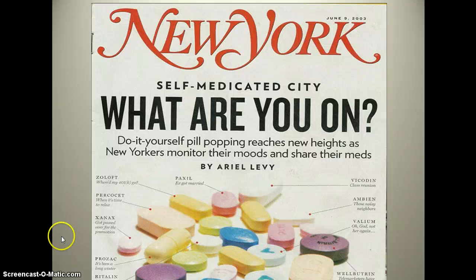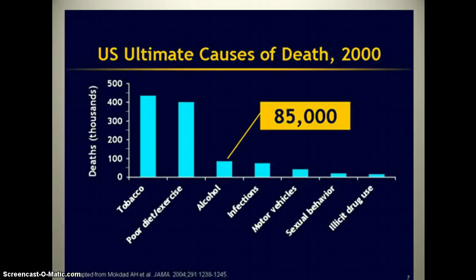So here we see Zoloft. Nobody really abuses that. Percocet, they sure do. That's a painkiller. Xanax, Ritalin down here, Vicodin, Ambien, Valium. So you can see here some of these little things here. Why do people take these? Percocet, when it's time to relax. Xanax, got passed over for the promotion. I'm not sure that that's exactly what those drugs were approved by the FDA for.